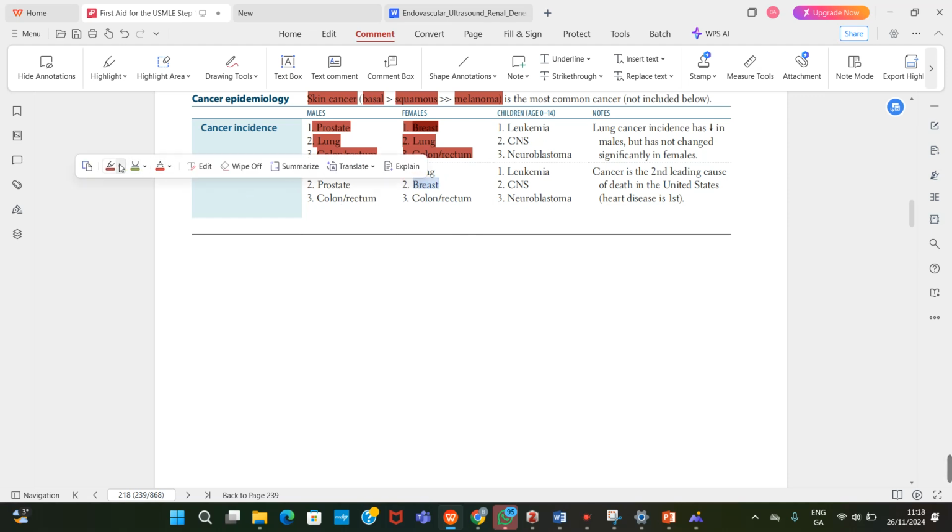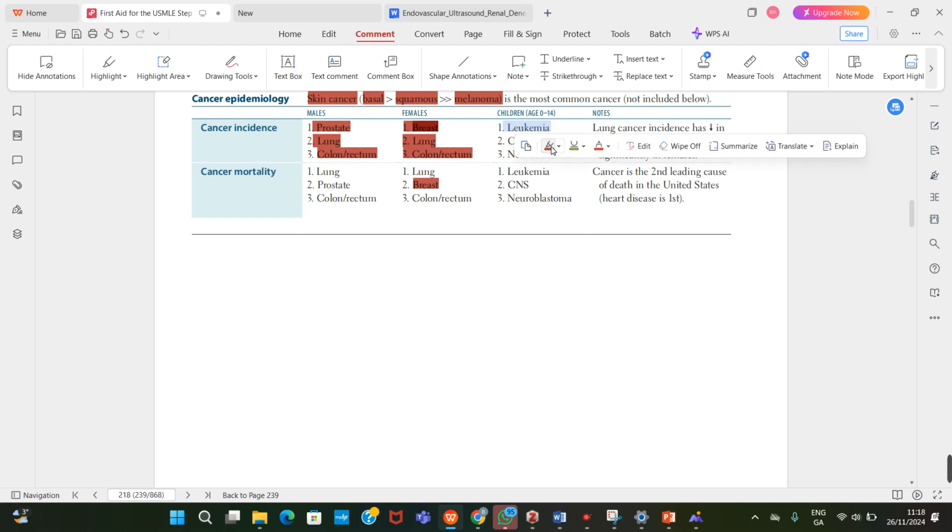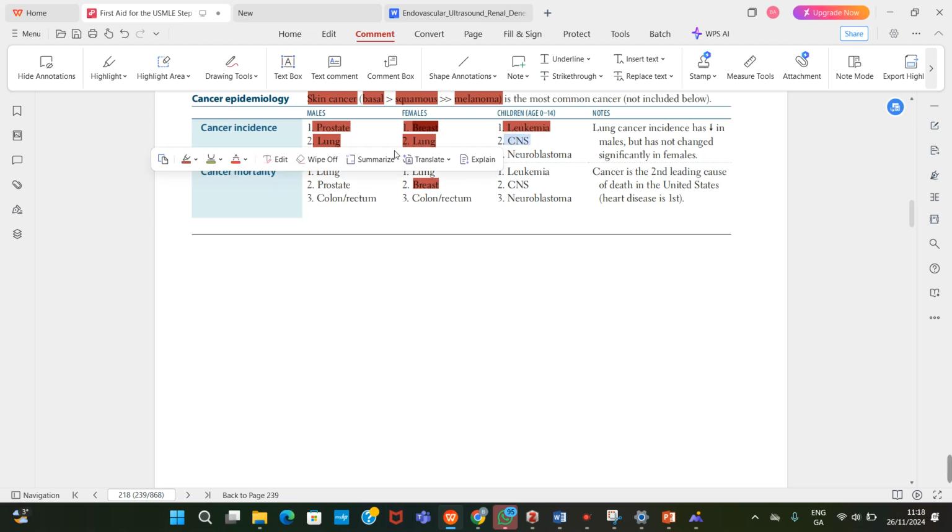Yeah. Then in children, they have problems with the blood and the brain. Blood and the brain. In children, the number one killer cause is leukemia. Incidence, leukemia. Then followed by CNS tumor. Can anybody name any CNS tumor that is common in children? Anybody?